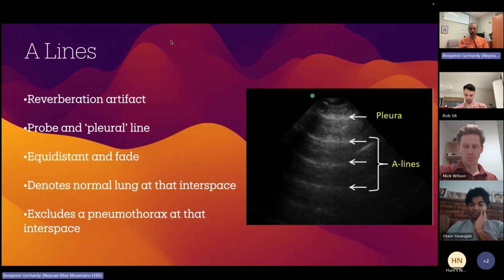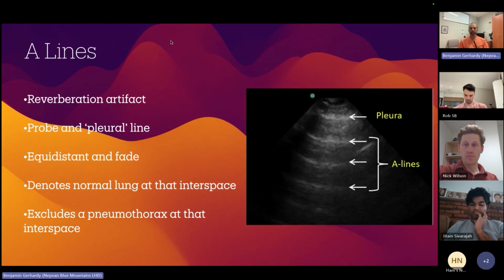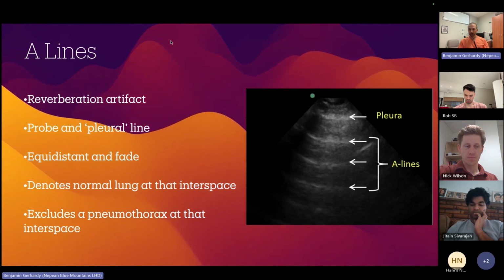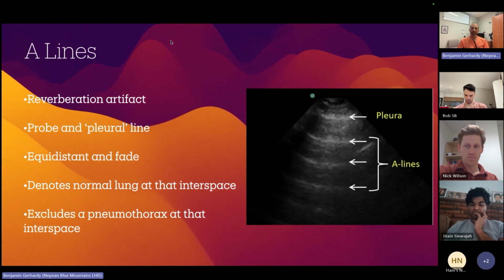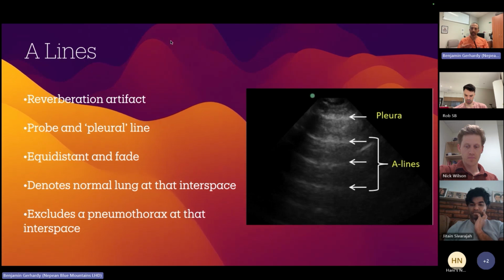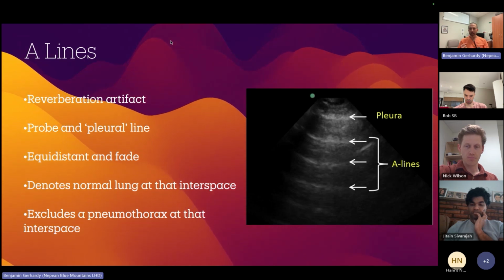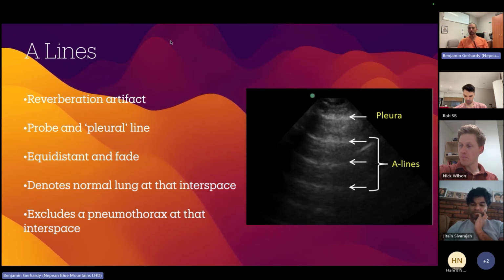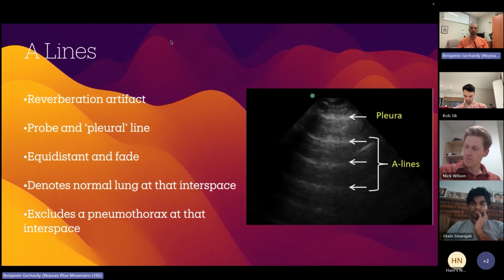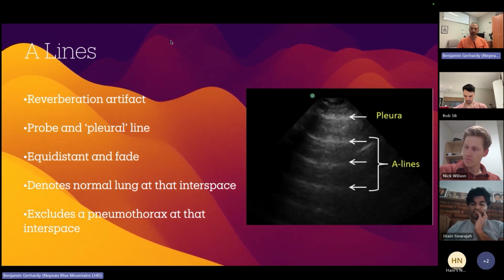In some people, you'll see 4 or 5 of them, like in this picture. In other people, you'll only see 2 or 3 of them before they completely fade out. They're really important because they denote that you've got normal lung. It means that there's not an effusion, there's not a pneumothorax, there's not consolidation that you can see. So they're a really important marker to be able to recognize.